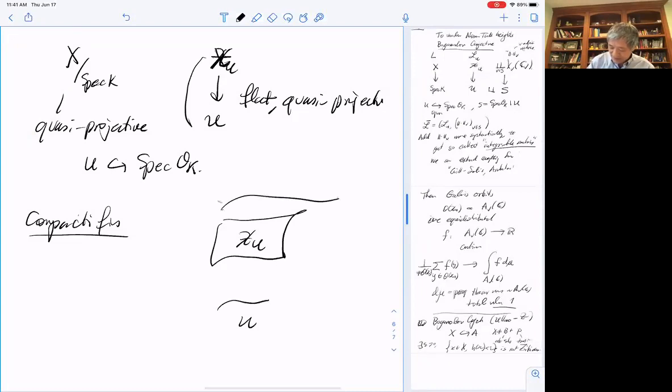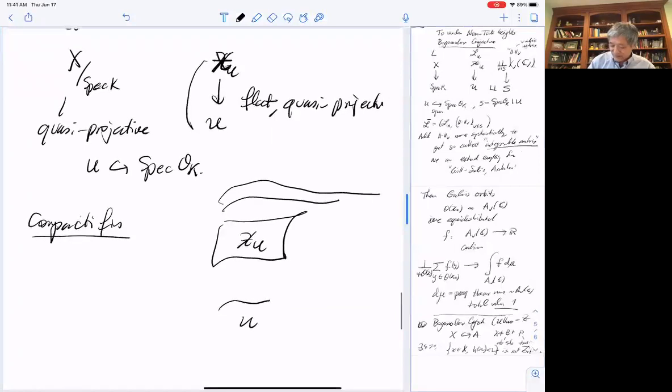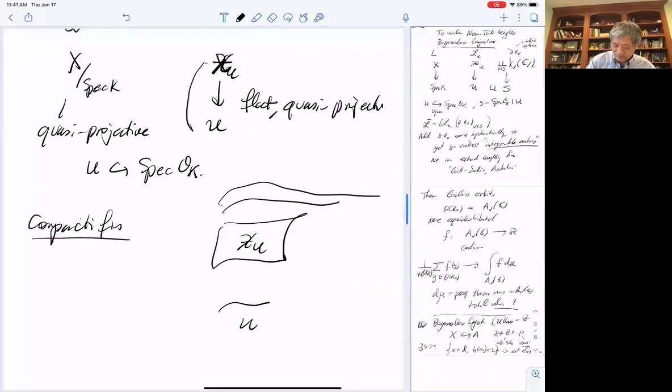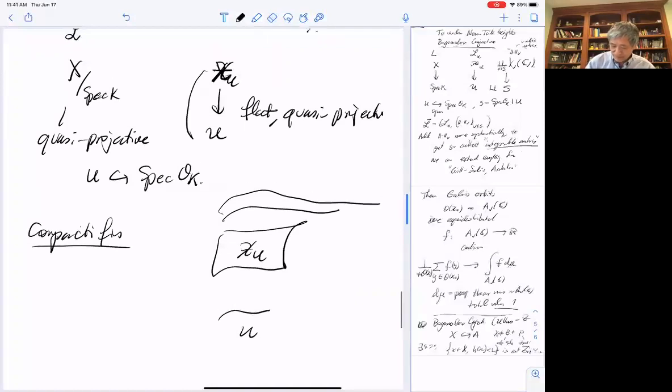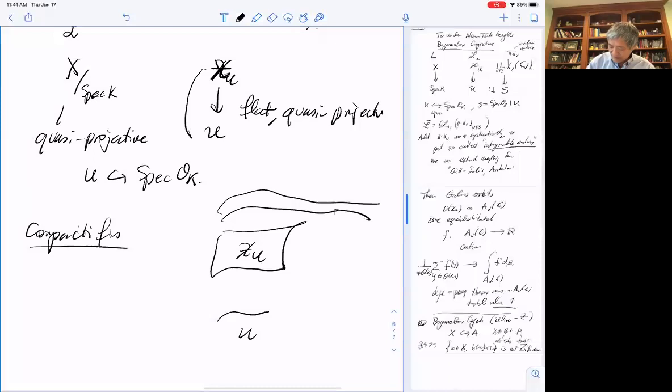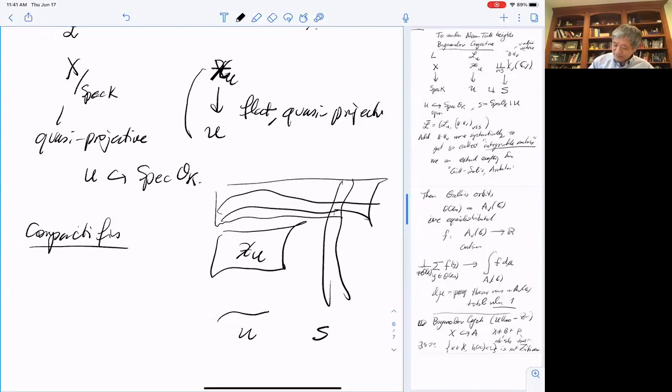I need to add a lot of things. I need to add something like this because this is not compactified. Also I need to add something like this, right? Because I need to add more places. So this is this S here. Also I need to add this thing here. Adding this thing is kind of easy because we only define many of them. Adding this guy is kind of complicated because if we get a quasi-projective variety, there's no unique way to get a compactification.